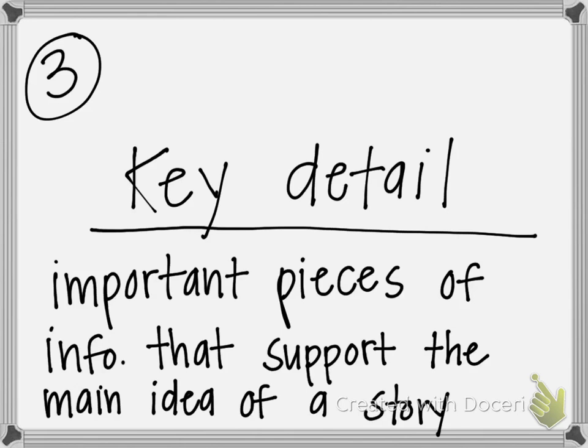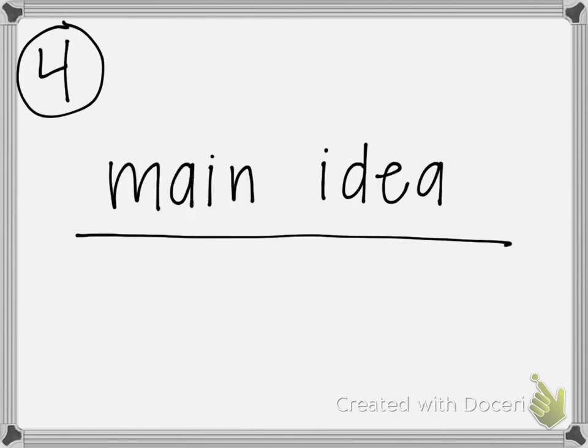So here's your definition of a key detail or key details, so more than one key detail. Important pieces of information that support the main idea of a story. So using this in a sentence would be something like this. A key detail will help you understand the main idea of a story. So this week we'll learn more about key details and main idea both in our reading. So that is word number 3 or phrase number 3.